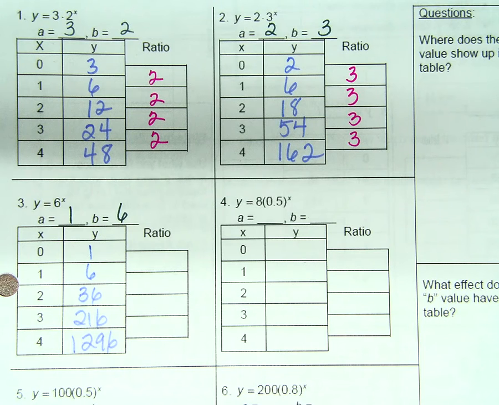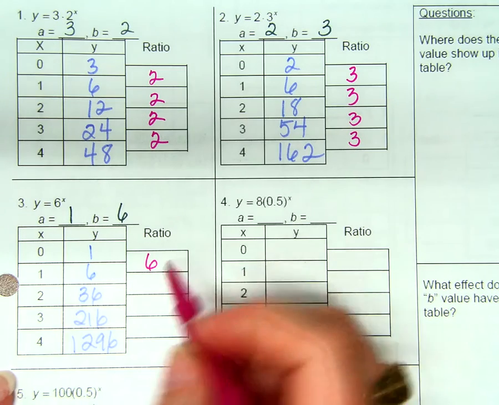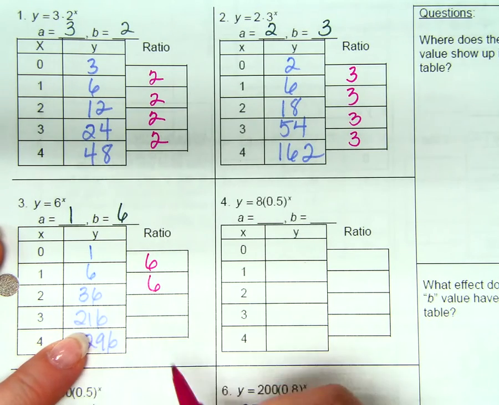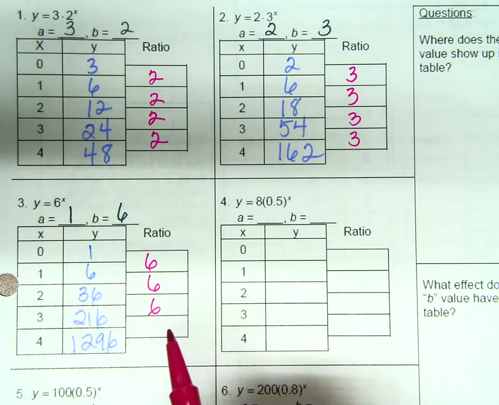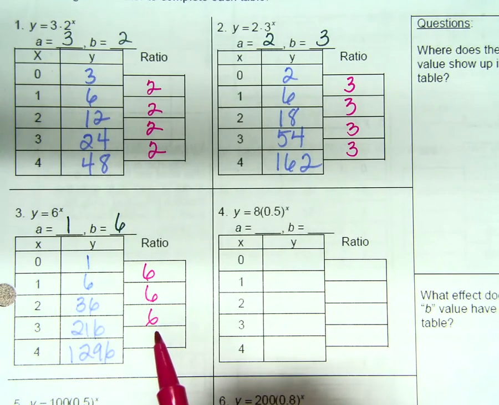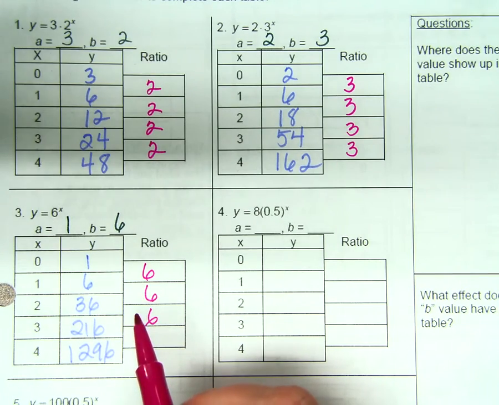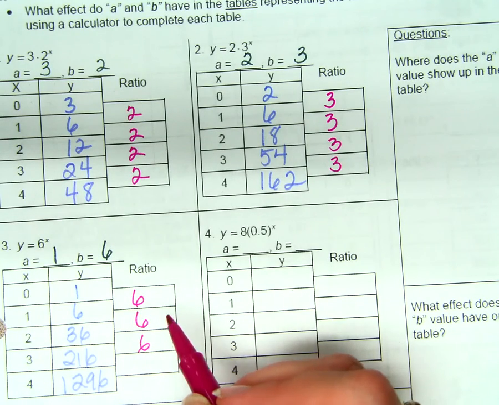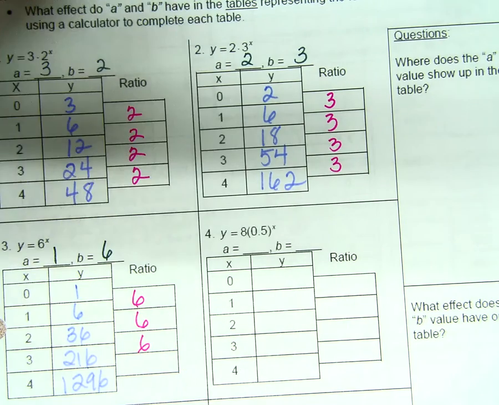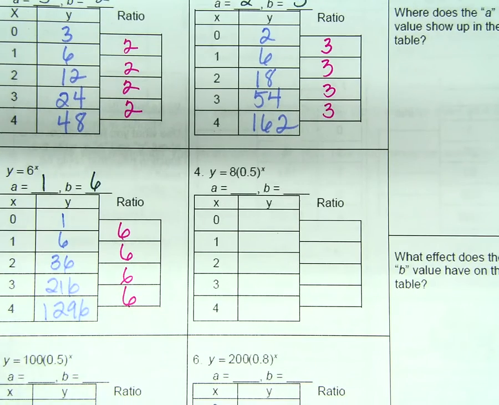So what is 6 divided by 1? What is 36 divided by 6? 6. What is 216 divided by 36? 6. And what is 1296 divided by 216? Probably 6. Would someone please make sure that it is? Thank you. I promise I have a method to my madness. It is 6.